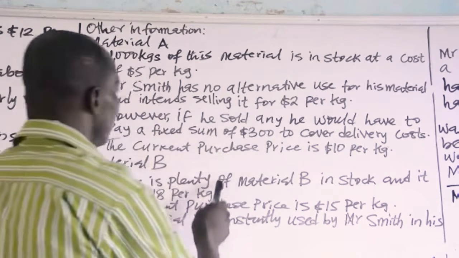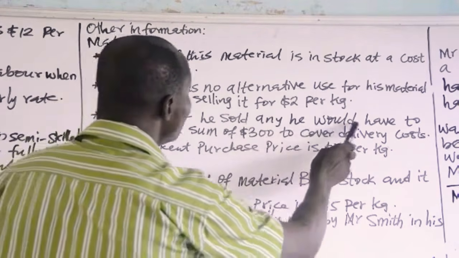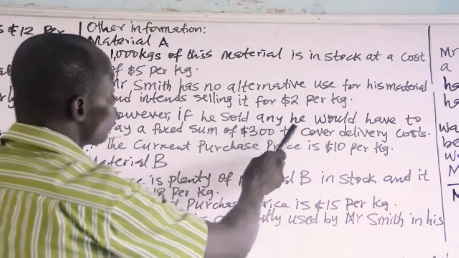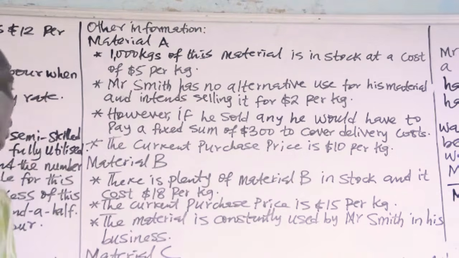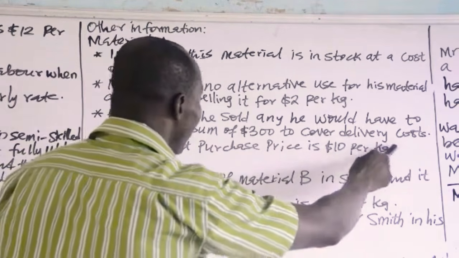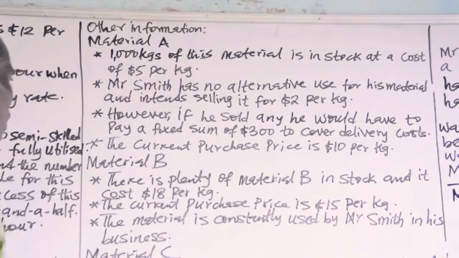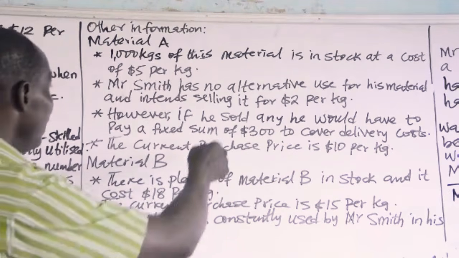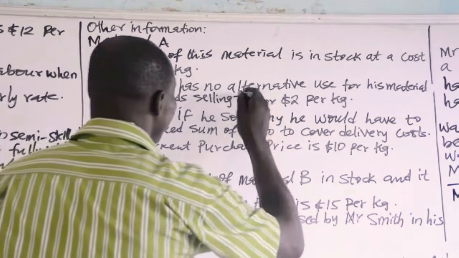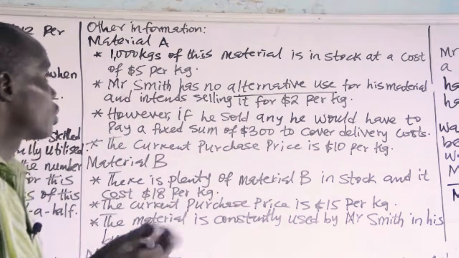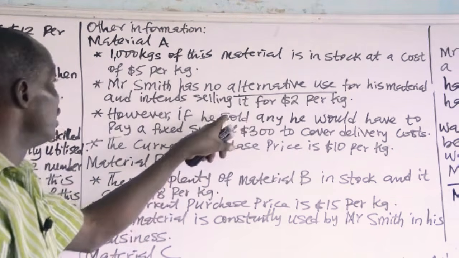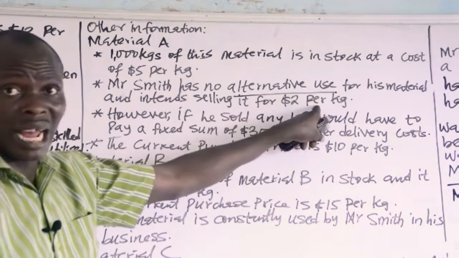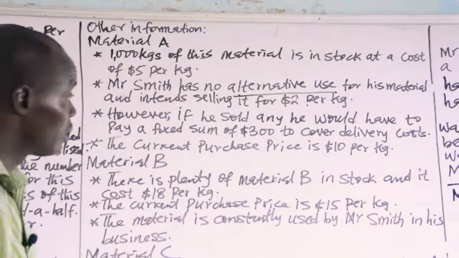However, if he sold any, he would have to pay a fixed sum of $300 to cover delivery cost. The current purchase price is 10 naira per kg. So, if you want to buy another one now, it will be bought for 10 naira. Since he has no alternative use for the material A, the realizable value will be considered as the relevant cost of the existing materials.